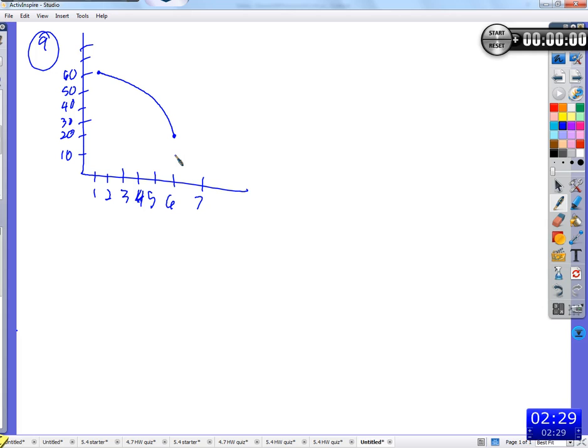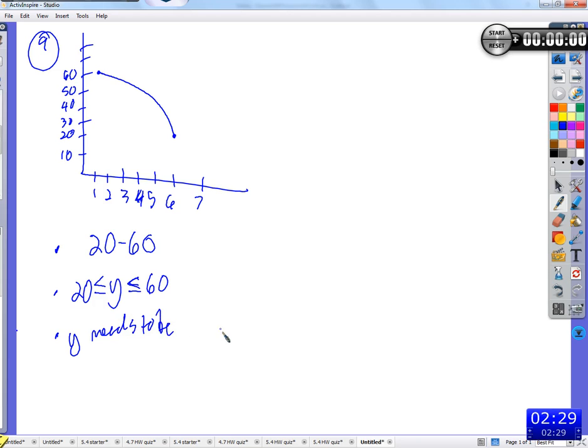Yes. Between 20 and 60. Since y is the output, y needs to be bigger than 20 or less than 60, or equal to 20 or equal to 60 is fine. These are just two different ways we could say it. We could say y needs to be between 20 and 60.